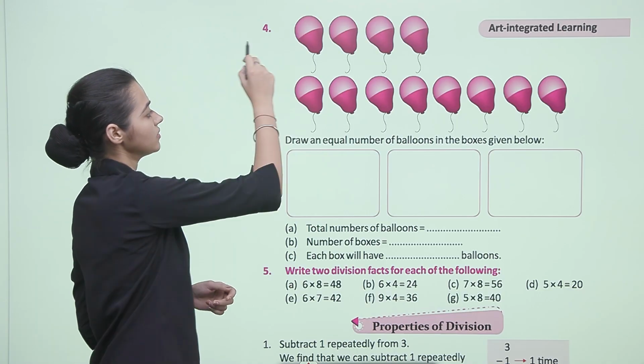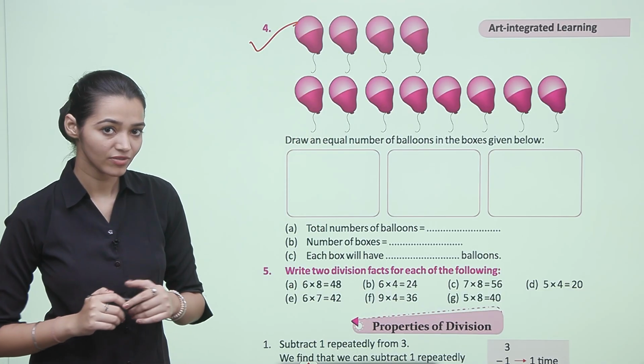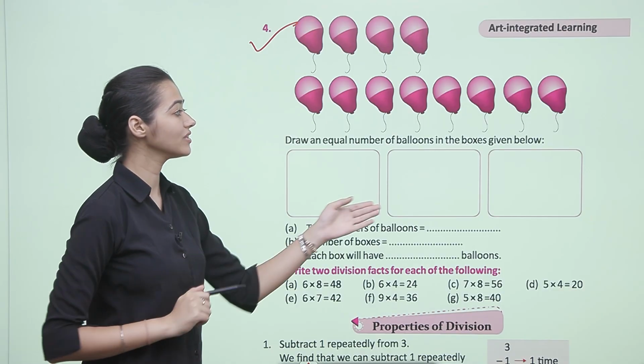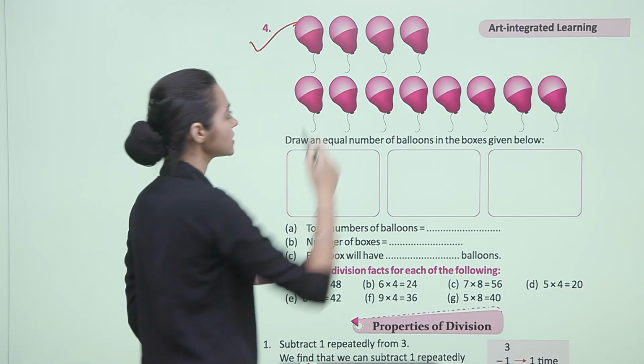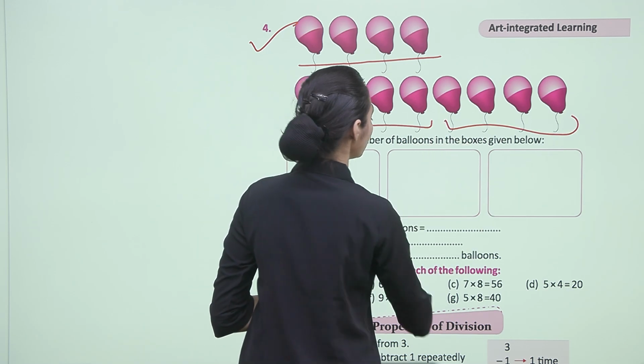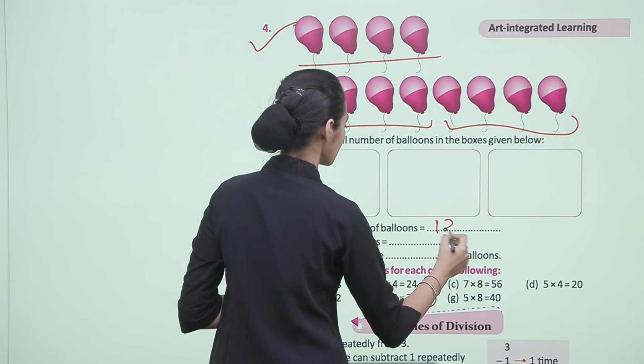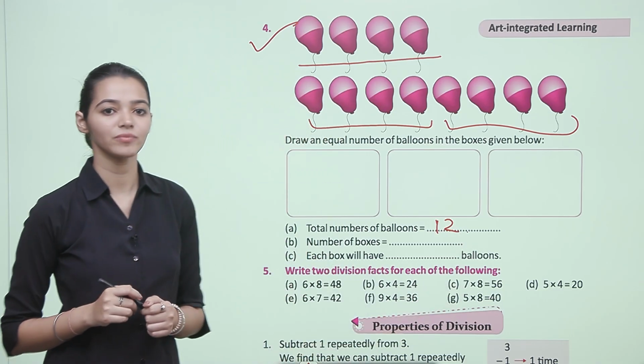Now in the next one, draw equal number of balloons in the boxes given below. We have to draw all the equal number of balloons in the given boxes. So here are 4 plus 4 plus 4 is 12. That's how you can draw these. Total number of balloons is, very good, 12. That's how you can complete the remaining part.